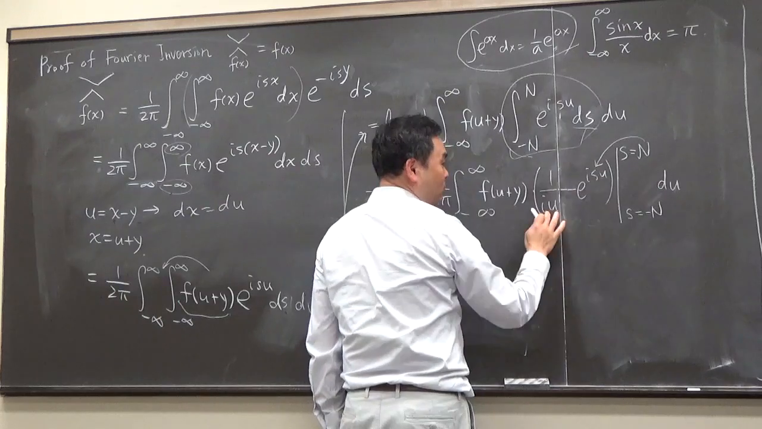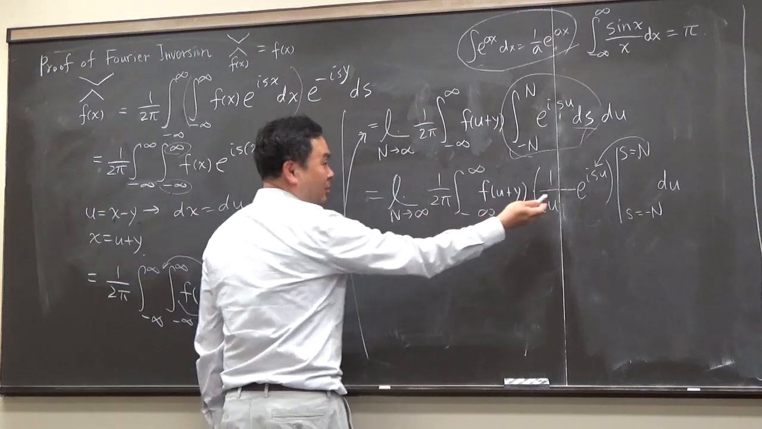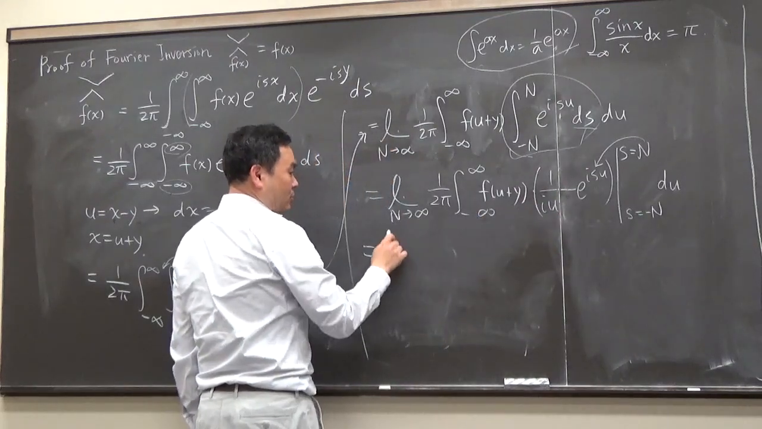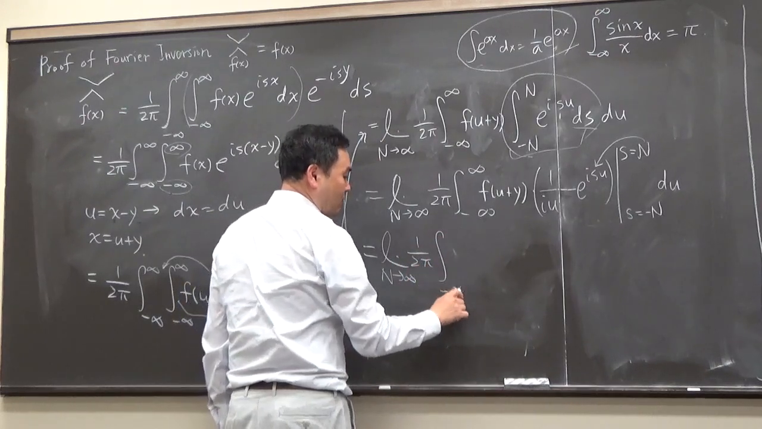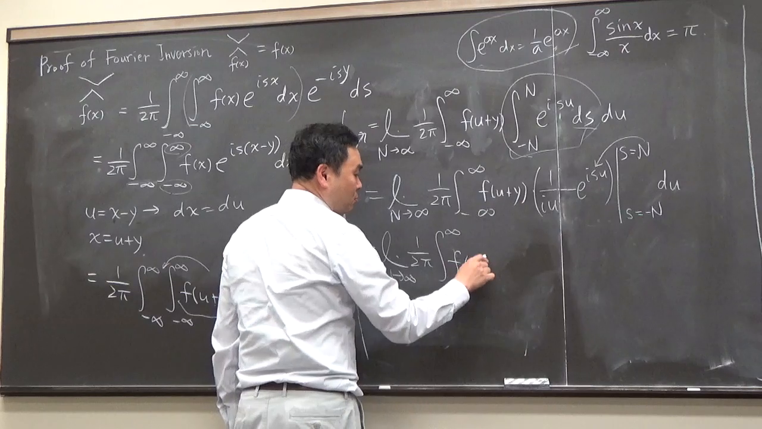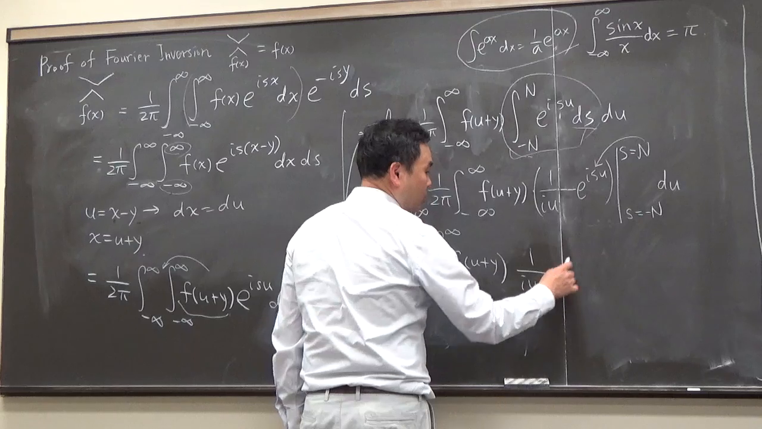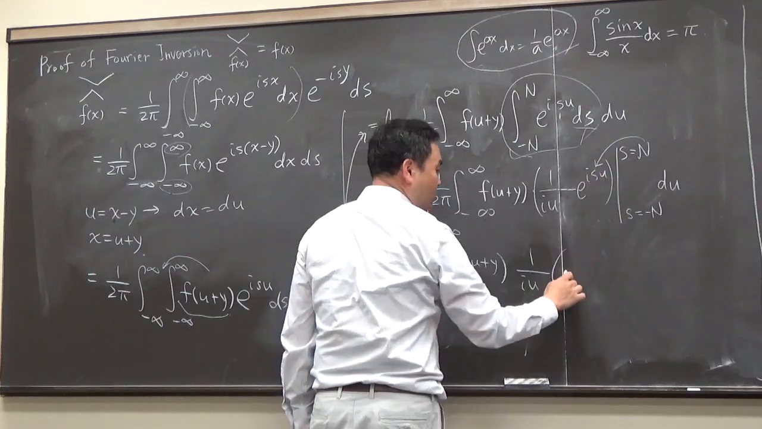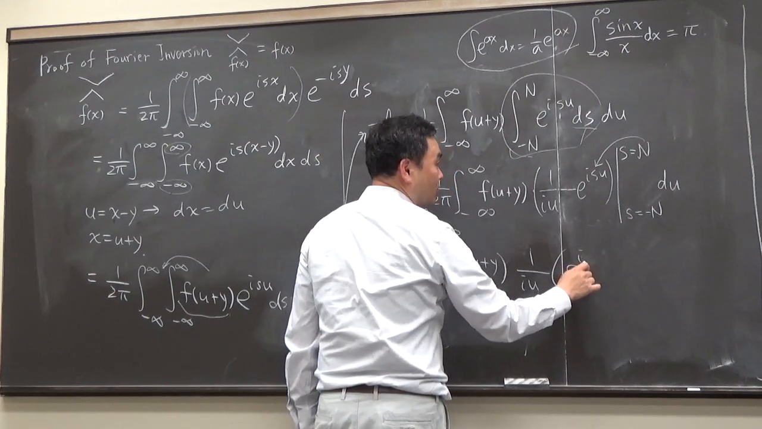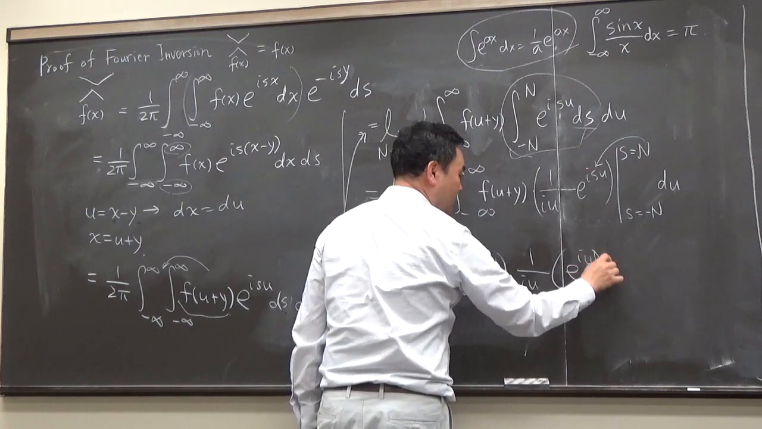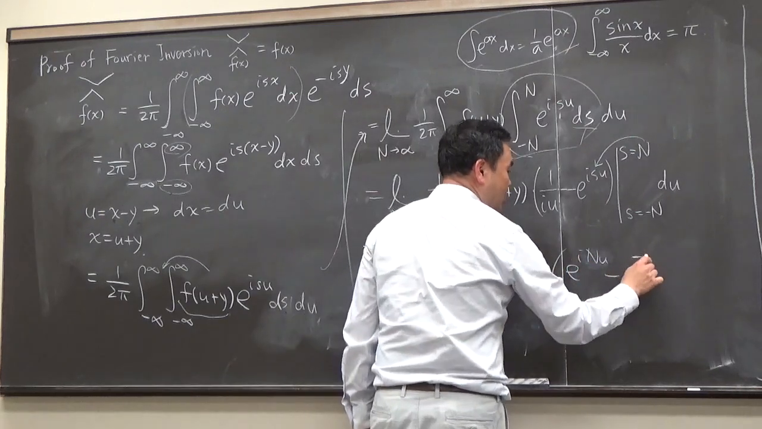And now let's plug this n into s. So these iu's, they don't cancel, so I can bring out the iu outside because that's like a constant here. So we have the limit as n goes to infinity, 1 over 2 pi, integral from negative infinity to infinity, f of u plus y, 1 over iu, and then you plug in n, so e to the inu, minus e to the negative inu.